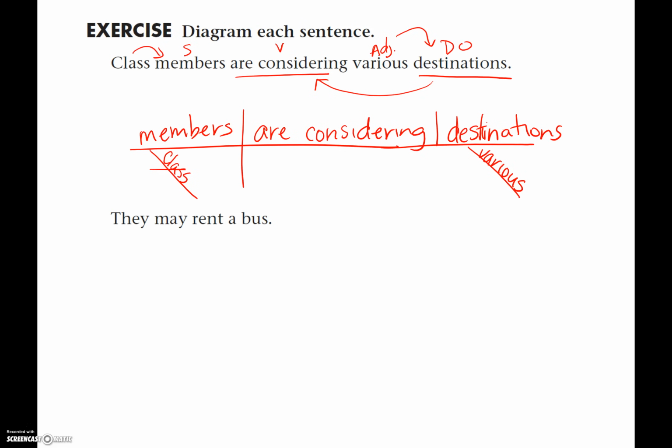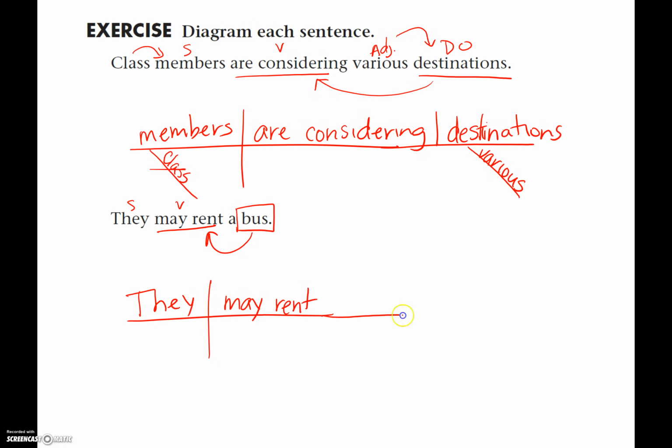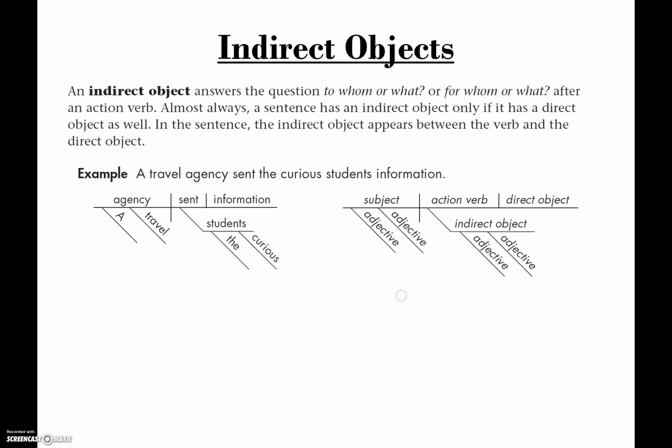In the second one, they may rent a bus. They is our subject, may rent is our verb, bus is the direct object, the thing that is being rented. So we are going to have they may rent on our line as normal, our subject and our predicate. Then we're going to extend the horizontal line, put half of a vertical, and bus to the right of that half vertical line with the a describing the bus underneath.